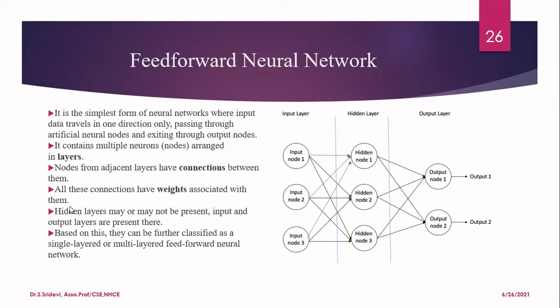And in your network, sometimes hidden layers may be present and sometimes they may not be present. Whatever may be the case, your input layer and the output layers will be present. And based upon this, you can classify your feed-forward network into two types. They are called single-layered and multi-layered feed-forward neural network. Here I have shown the general feed-forward network. Let us see what is the difference between single-layered and multi-layered network.